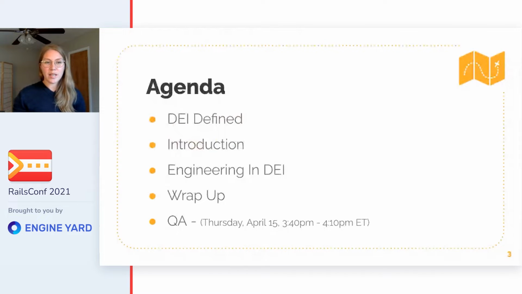So what are we talking about today? We're going to start off with what is DEI, and we're going to define that. A little bit more of a lengthy introduction because some of this might be new to you, some of this might be review, but we're really going to dive into this introduction and get on the same page. Next, we're going to be talking about engineering in DEI, so that's where those tangible steps for teams comes in. Quick wrap up, and then we will have a live Q&A.